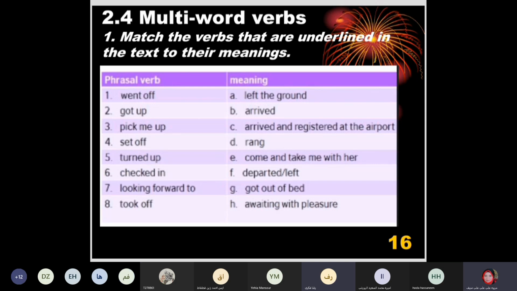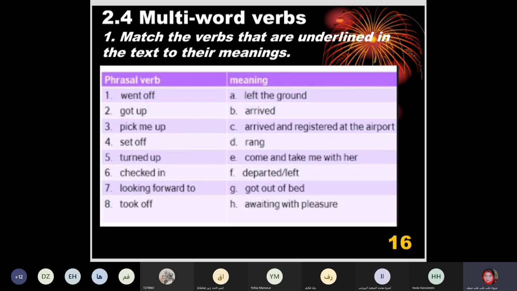Miss Fatima. Set off, left the ground. This is Mr. Abdul Majid. I know your voice, even if I don't see the name. Set off means departed or left. Correct answer, of course. Thank you very much.